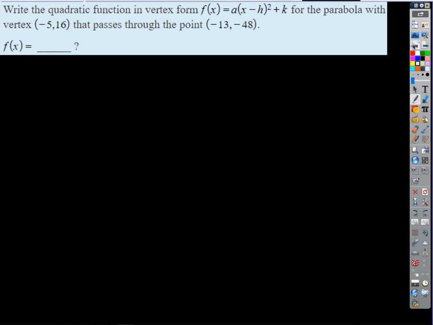There's another way too, though. How many parameters are there in a quadratic function? If we look at all of our quadratic functions, general form, vertex form, or factored form, how many letters show up in each of those?